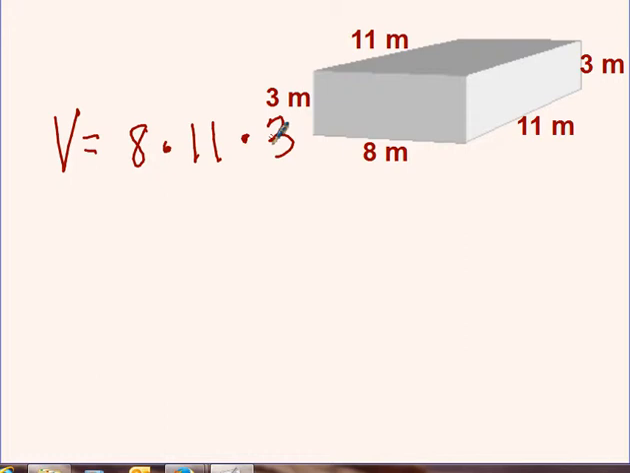In other words, I'm multiplying all 3 dimensions together. And when I multiply 8 times 11 times 3, I get a total of 264 cubic meters. This would be the volume of my rectangular prism.